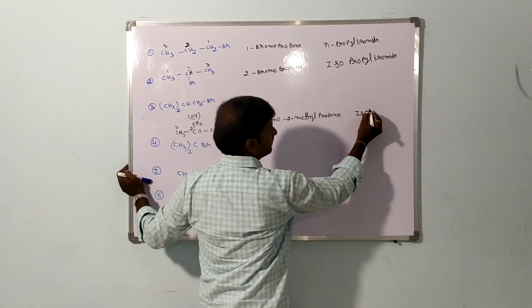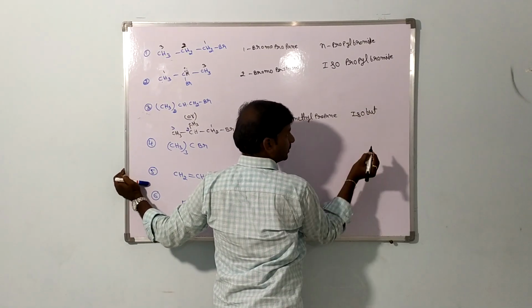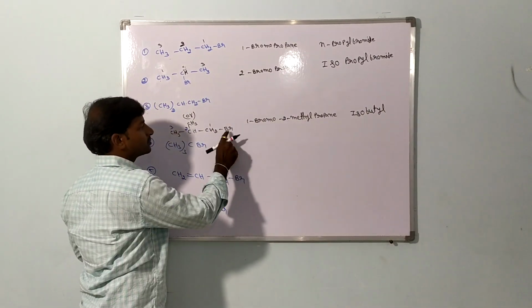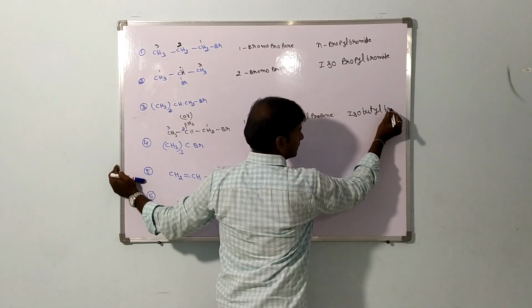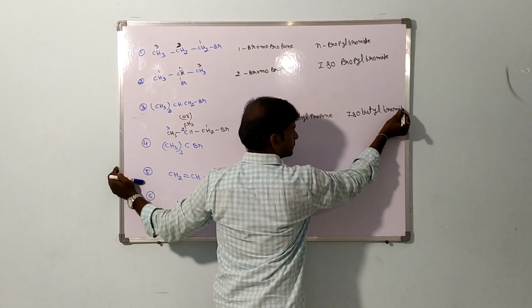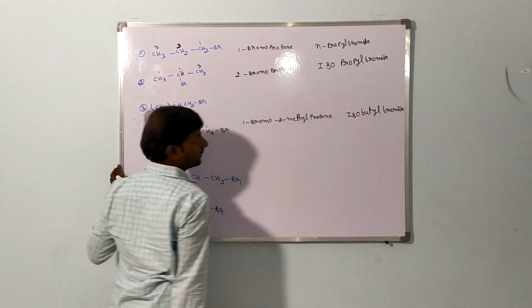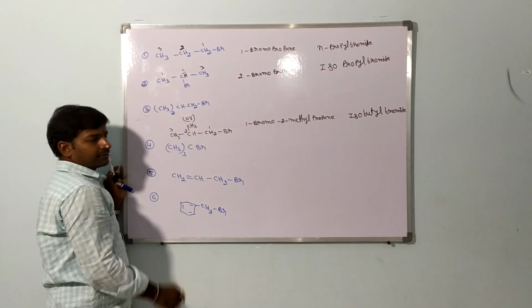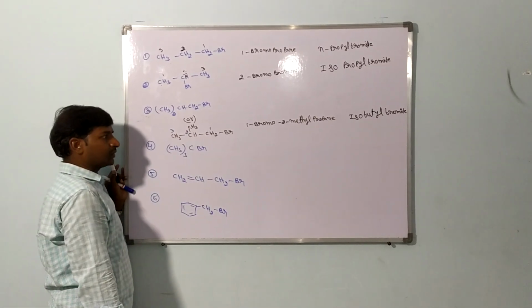Total 4 carbons are present. 4 means that is a but. In common name we can use the YL. Isobutyl. So bromine is present, that's why there is a bromide. Isobutyl bromide. So equal branching is present, so that's why we can use the iso.